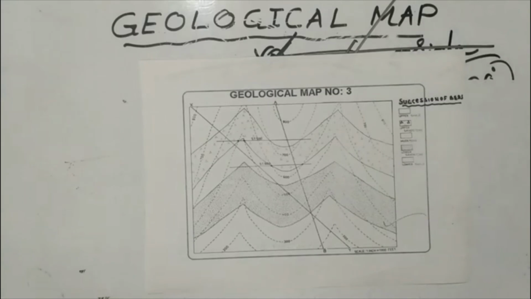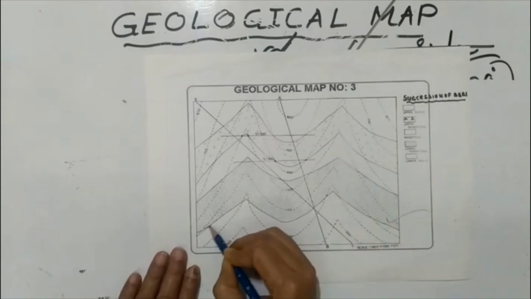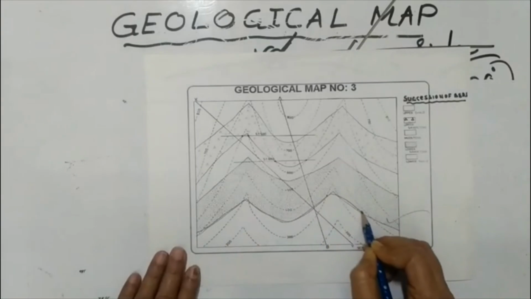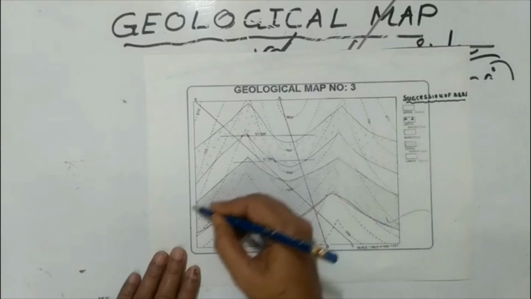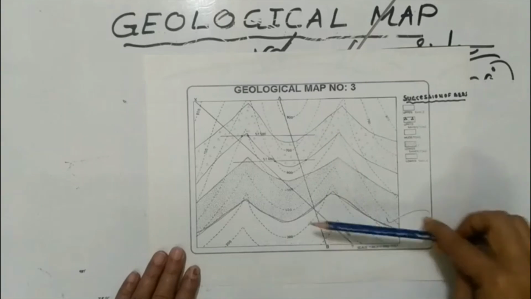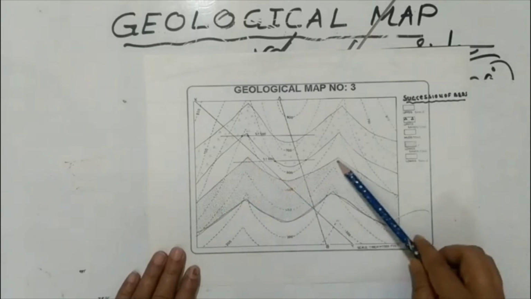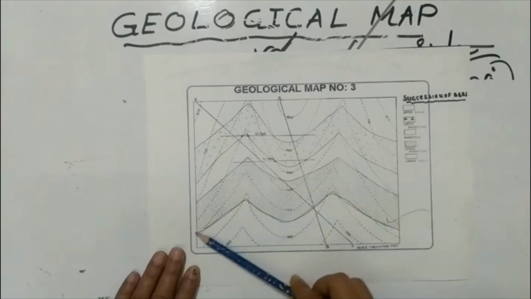Always the section line and strike line cut each other, or may be perpendicular. Suppose this is the bedding plane, this is the symbol of a bed. Suppose you have to identify a single contour which cuts the same bedding plane. This is the upper boundary of the bedding plane, and this is the lower boundary of the bedding plane. You have to identify a single boundary.